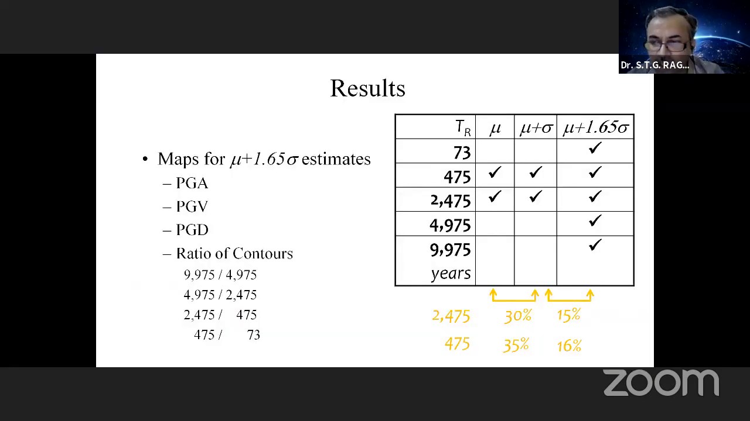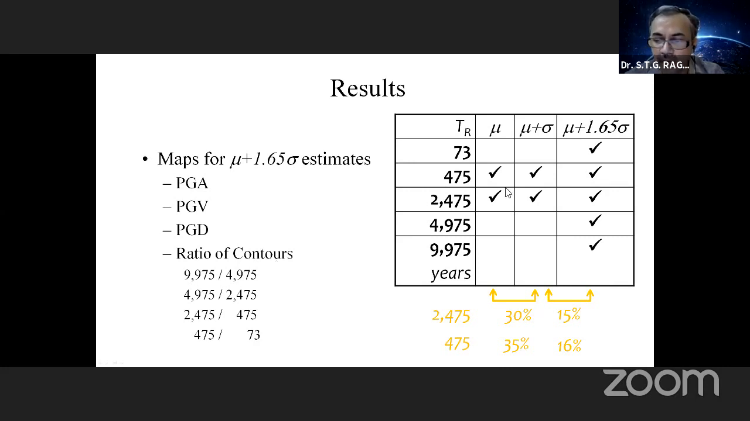Now, as Professor Murthy also mentioned during his lecture on the first day, in the new codes they want to bring in performance-based design also. People can use not only values for one set; we will give values for 73 years, 475, 2475, 5000, and 10,000 years also. We also will give values for the mean, mean plus sigma, and mean plus 1.65 times sigma, for the important structures. We are going to provide values for all these, wherever I have put the ticks, for all the contour maps. And we are going to give the contour maps for PGA, peak ground velocity, and displacement. And of course, the ratios we can find out actually.